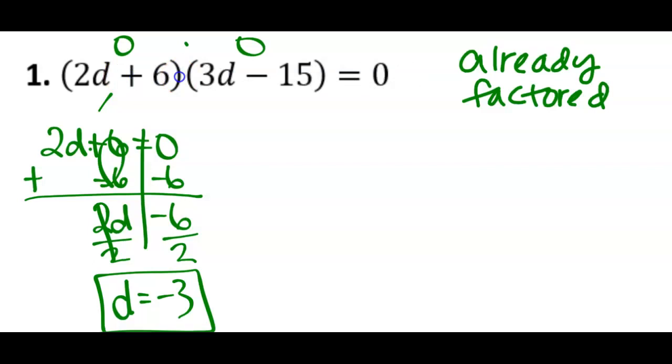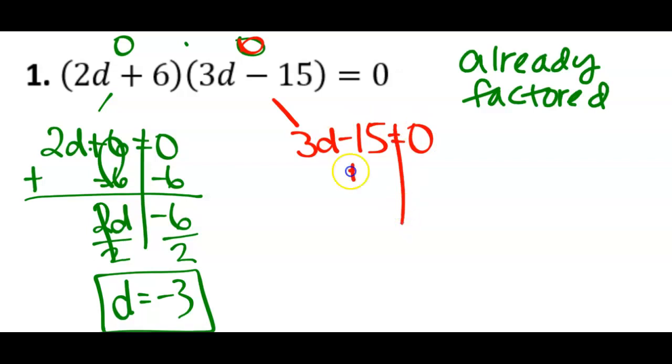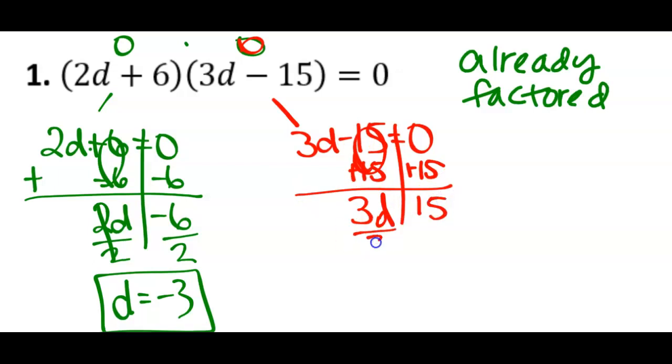All right, fantastic. Now, I also need to find out what makes this one equal to 0. So, let's solve that one. 3D minus 15 equals 0. Solve the equation. Same steps. I'm going to add 15 to both sides. I'm going to get 3D on this side because this is going to zero out. I'm going to have 15 on this side. I had to divide by 3, both sides. So D is equal to 5.